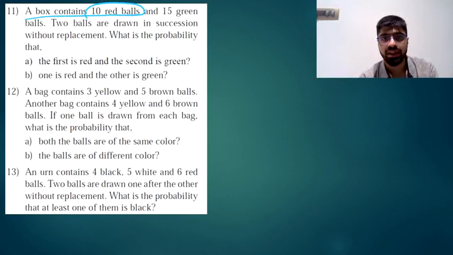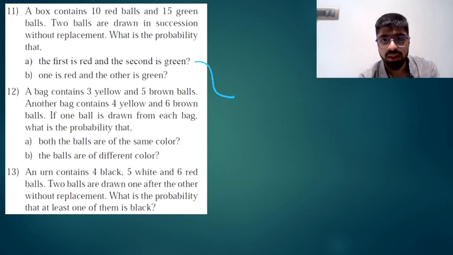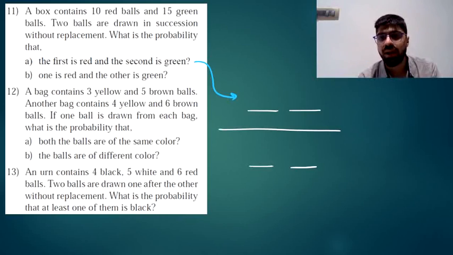A box containing 10 red balls, 15 green balls. 2 balls are drawn in succession without replacement. What is the probability that the first one is red and the second one is green? So for this, I think I'll go ahead with the method of blanks. So blank 1, blank 2, divided by blank 1, blank 2.